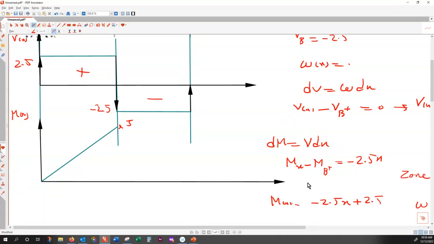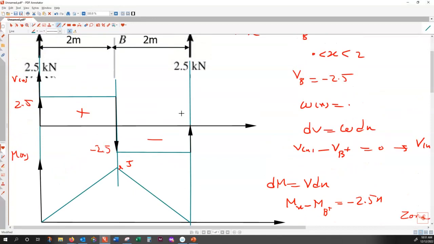All right, let's plot this variation. At x equal to 0, M is 5. At x equal to 2, that is M of C, it is minus 5 plus 5, that is 0. So therefore, the bending moment comes from 5 to 0.